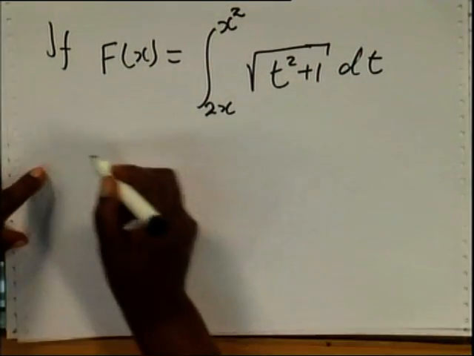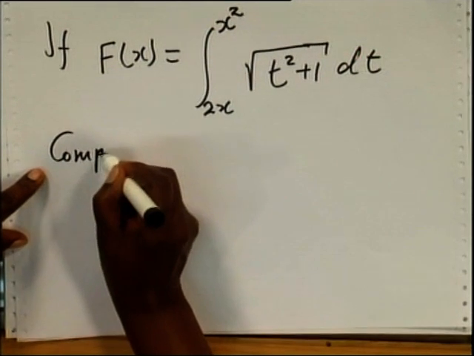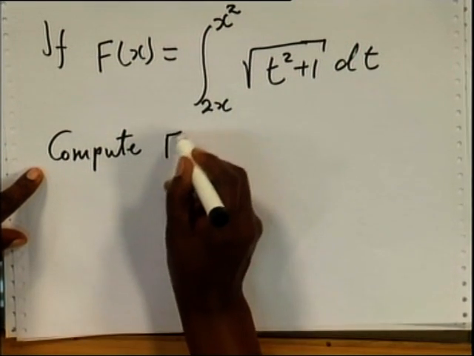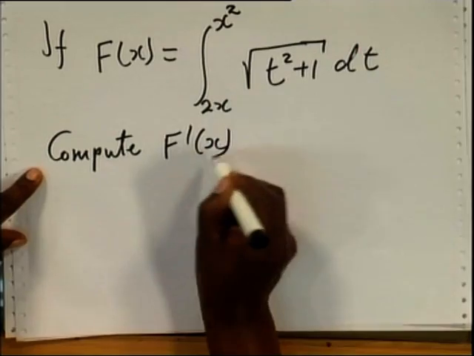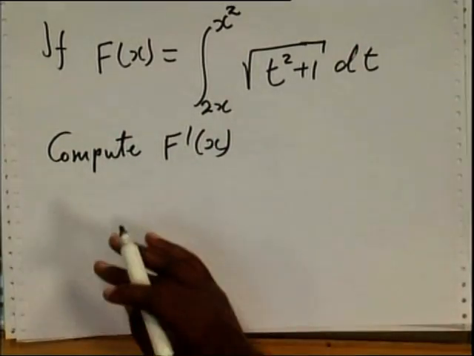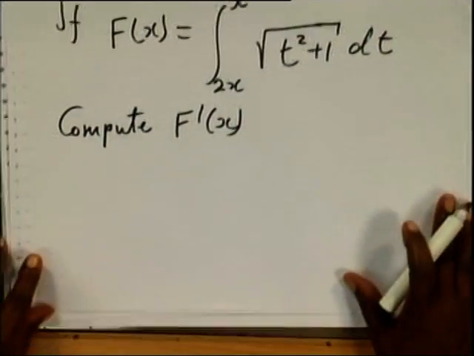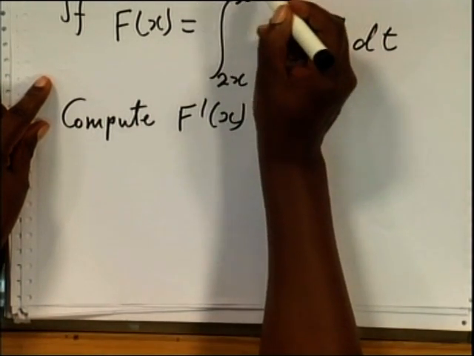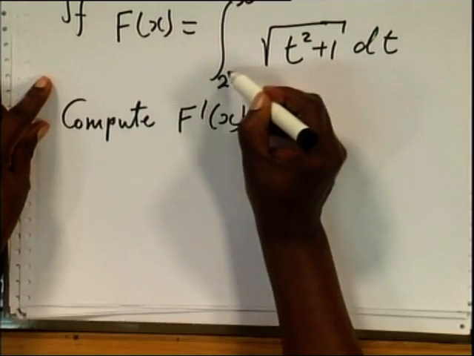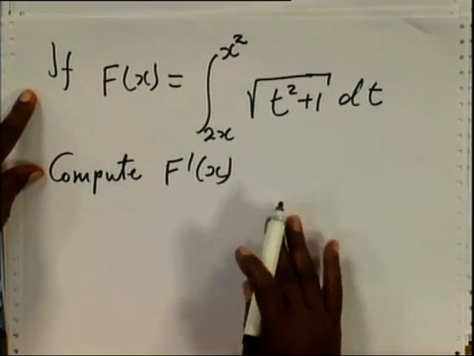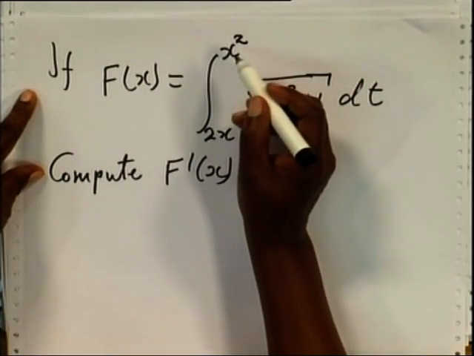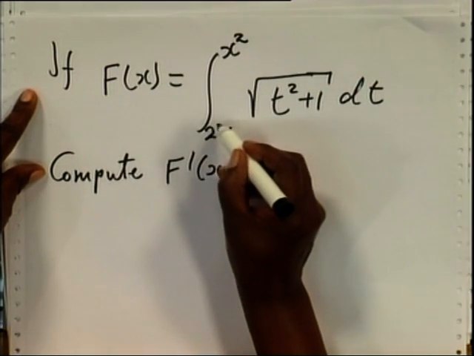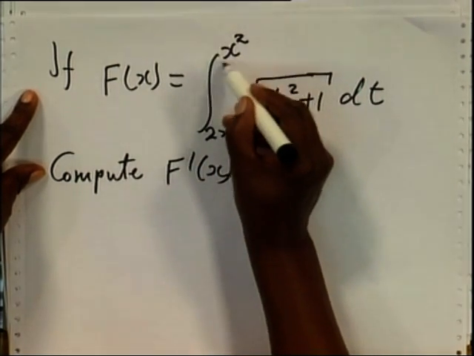Now the question is: compute f prime of x, or find f prime of x. How do I handle this one? First of all, I see that my upper bound and my lower bound are variables. For the fundamental theorem of calculus part 2 to hold, the lower bound must be a constant and the upper bound must be a variable.